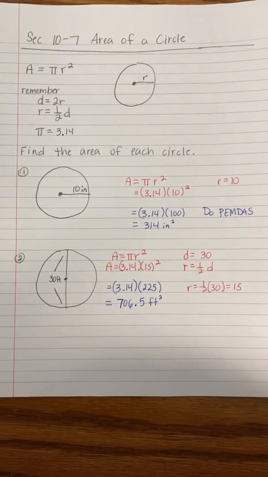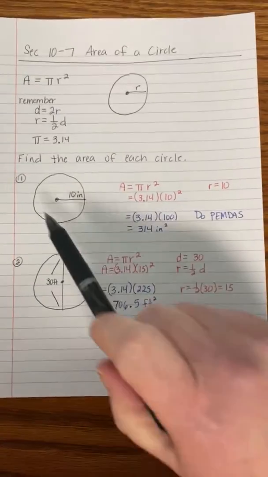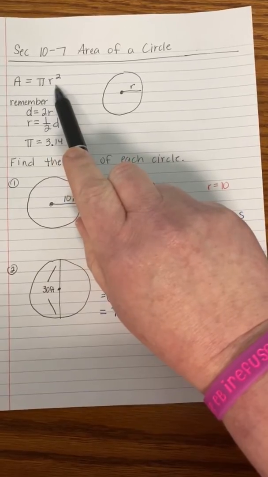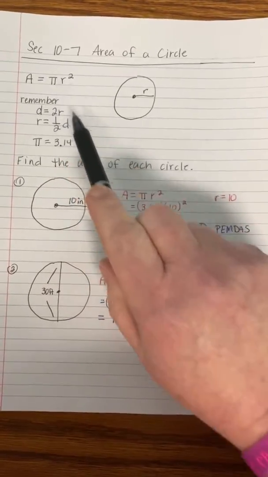All right. So area of a circle. It's a pretty simple formula. Area equals pi times r squared. Remember, r stands for radius.